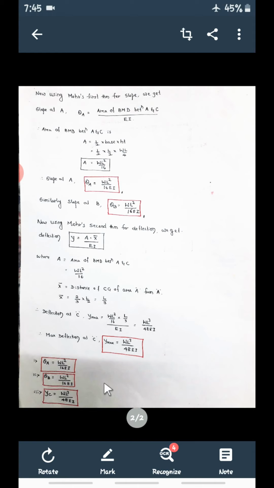So this is the small standard case we have considered, and we have found the slope at A, theta A, slope at B, theta B, and deflection at C, YC. I hope you understood this. Please go through it once again. Try to solve this derivation, because in the examination, such standard case derivations are going to be asked. In the next session we will consider the same simply supported beam but with UDL.